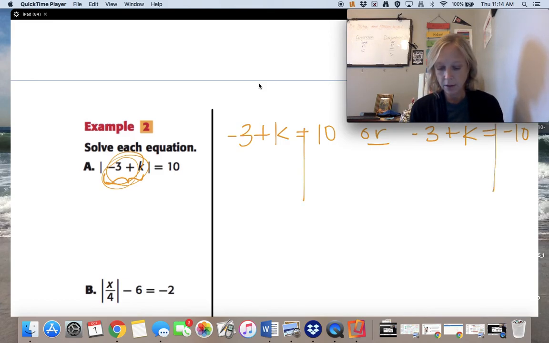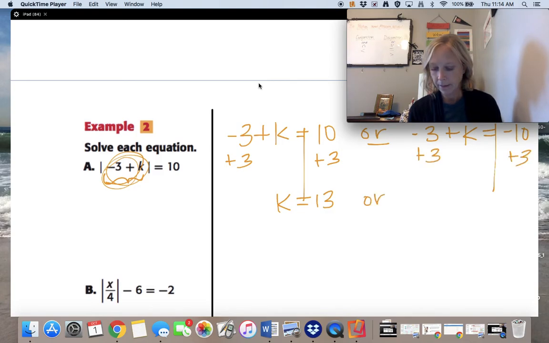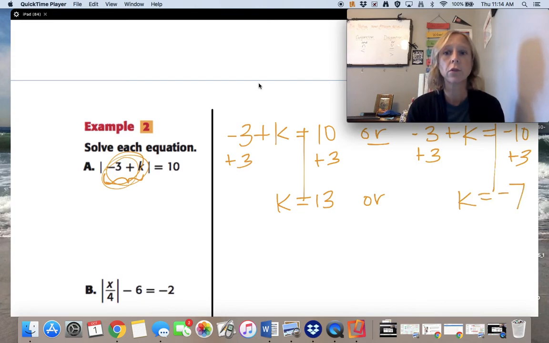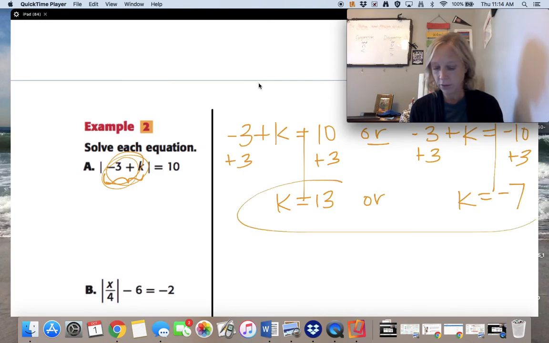Once you have it set up, we'll add 3 to both sides. So k is equal to 13, or add 3 to both sides. K could be equal to -7. Notice the directions do not ask you to graph right now. So this is all you need to do, solve. I also want you to take a moment and check.